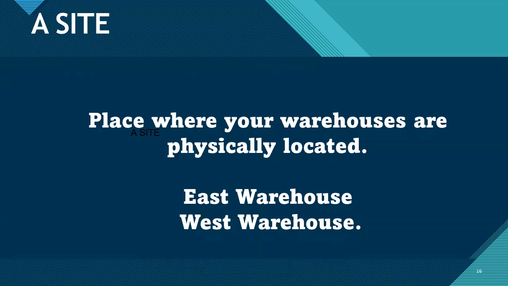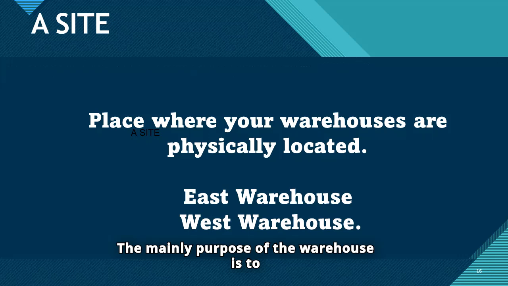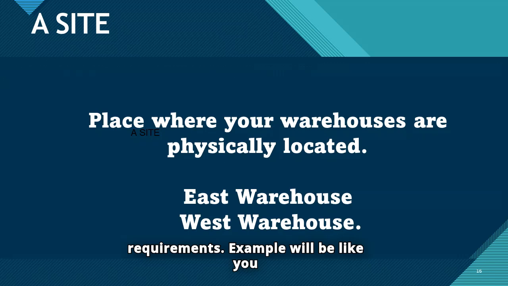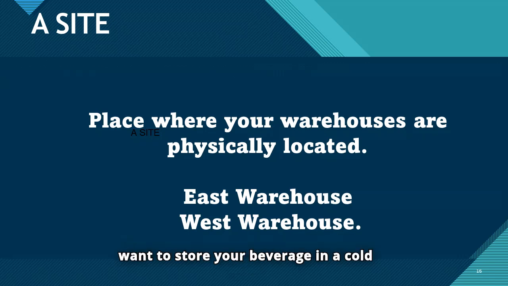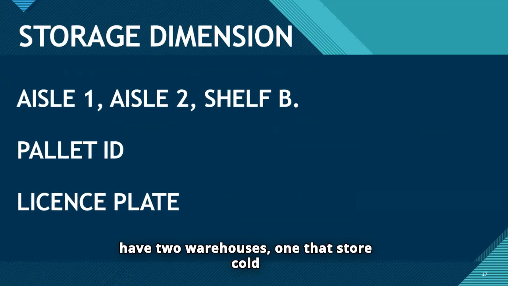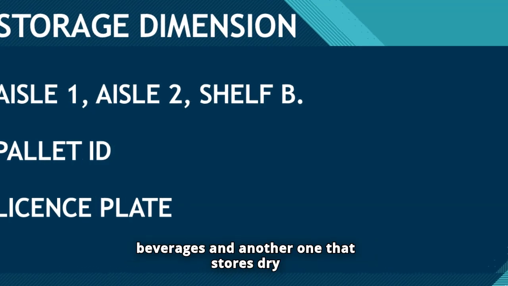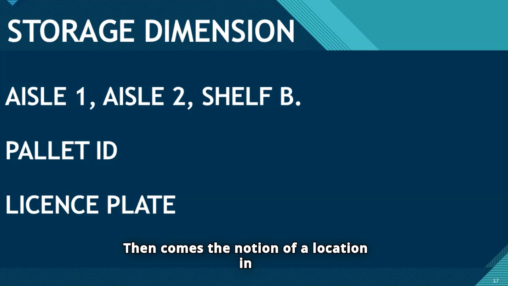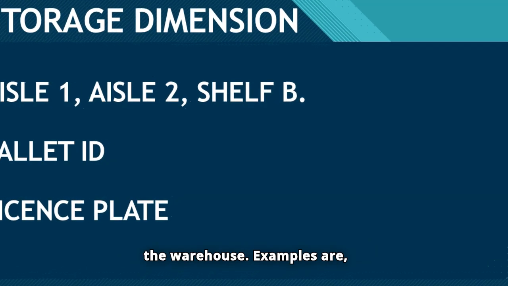A warehouse. The main purpose of the warehouse is to differentiate between storage facilities within a site based on temperature requirements. For example, you want to store your beverage in a cold storage and others in a dry storage. In your site of East Warehouse, you can have two warehouses, one that stores cold beverages and another one that stores dry beverages. Then comes the notion of a location in the warehouse.